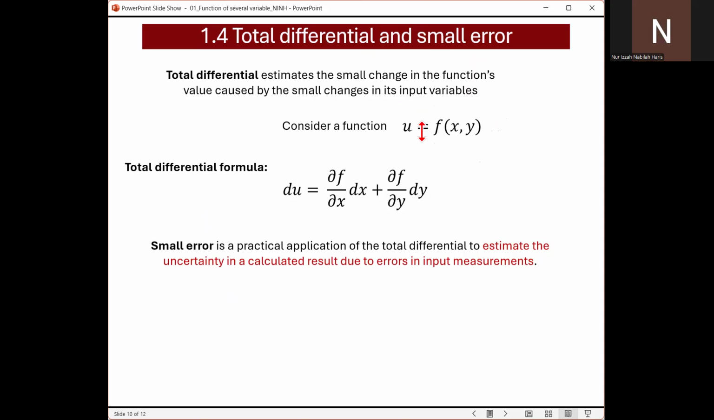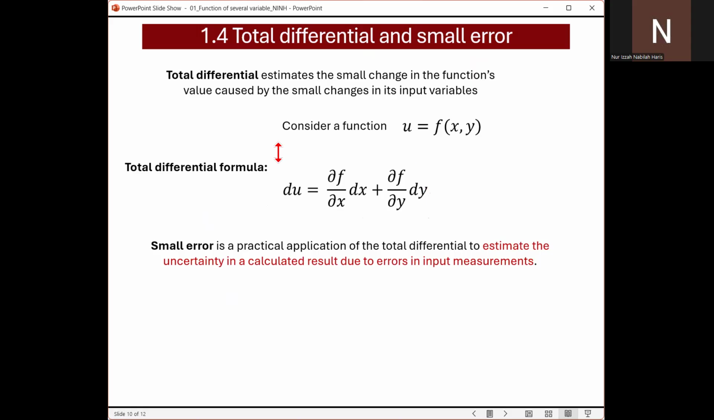So consider a function u equal to f(x, y). So the total differential formula is du equal to del f over del x dx plus del f over del y dy. So this is a formula that is already derived for you. So this is the formula of total differential.